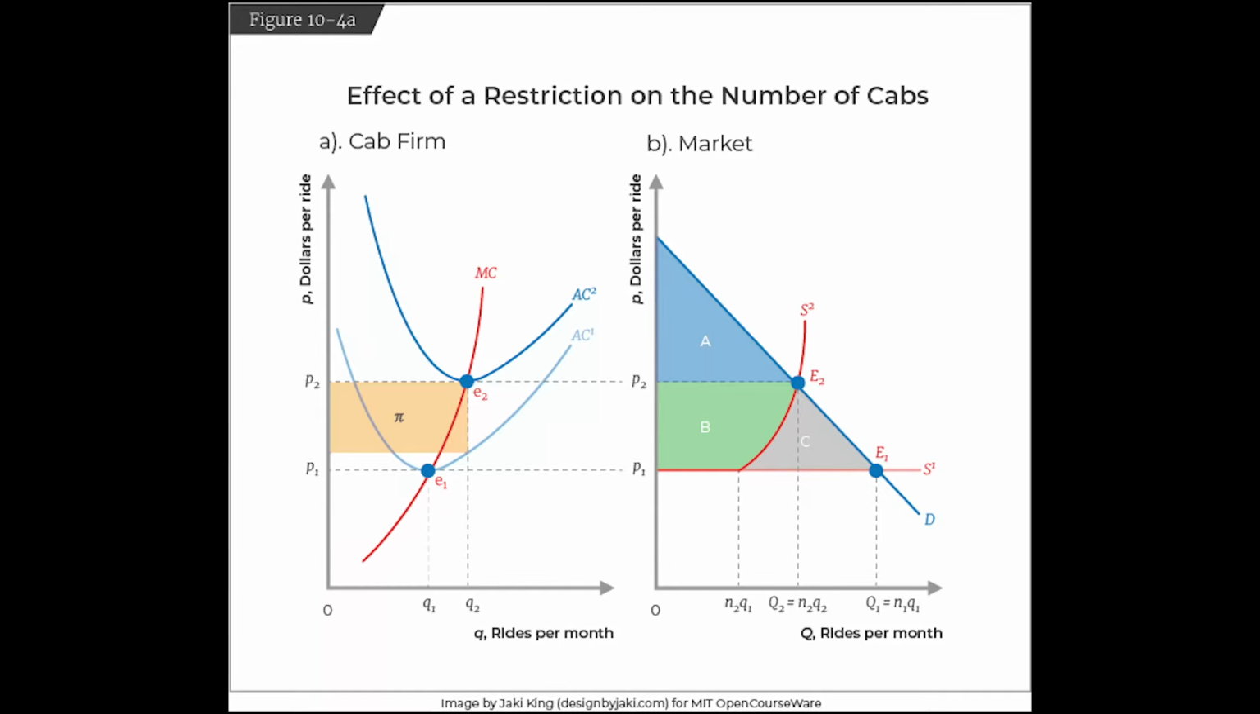Producers used to have zero surplus. What's their new surplus? Behind you, yeah. B, because it's the area above the supply curve, below the price line. And C is what? The deadweight loss. Those are transactions no longer happening. Okay? The deadweight loss.